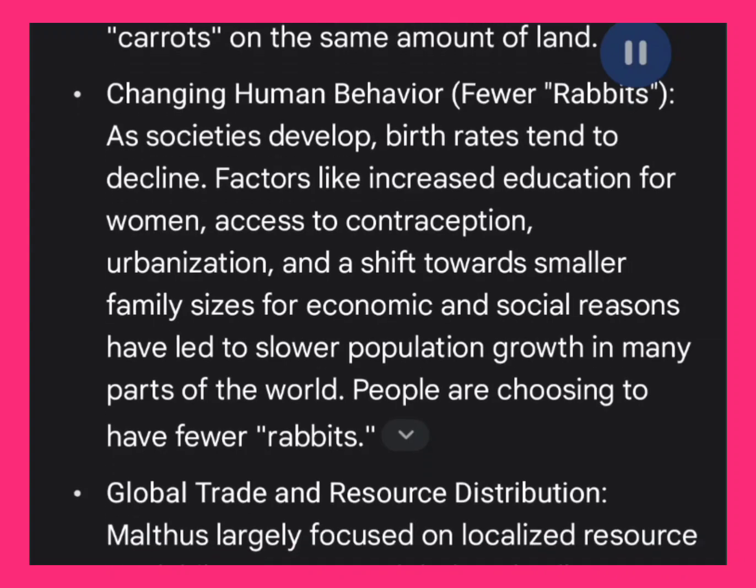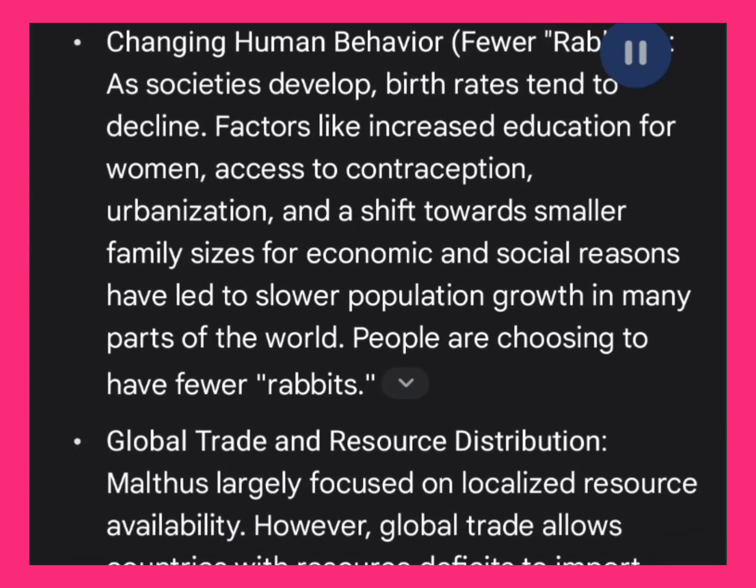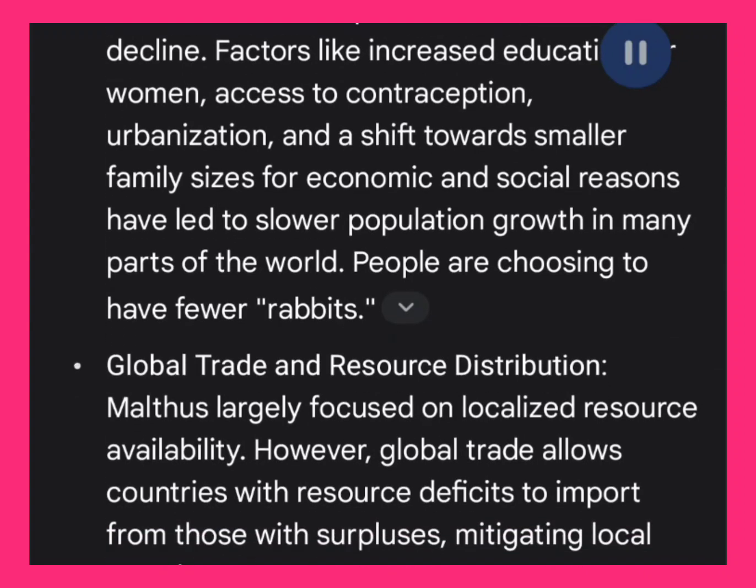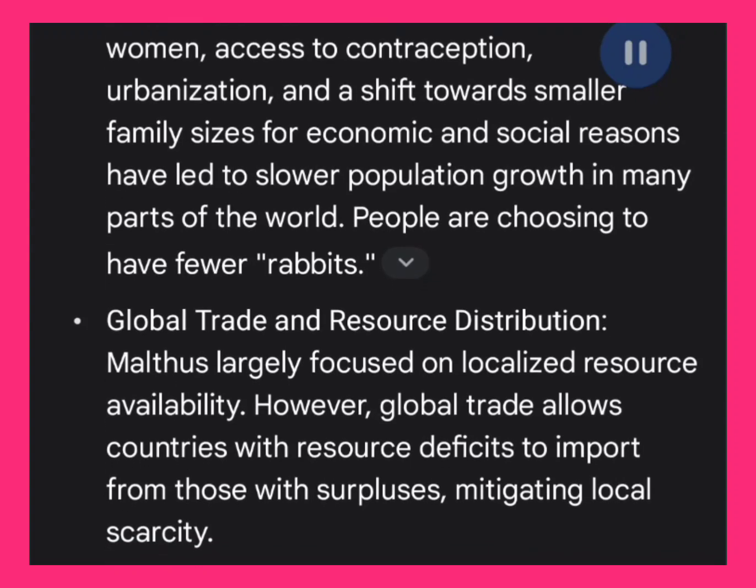As societies develop, birth rates tend to decline. Factors like increased education for women, access to contraception, urbanization, and a shift towards smaller family sizes for economic and social reasons have led to slower population growth in many parts of the world. People are choosing to have fewer rabbits.